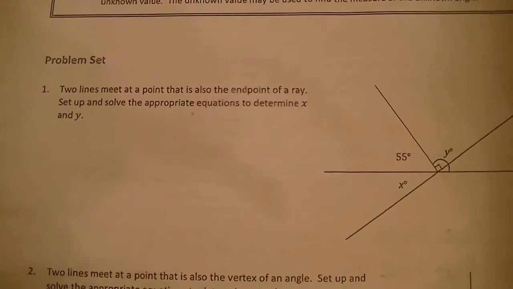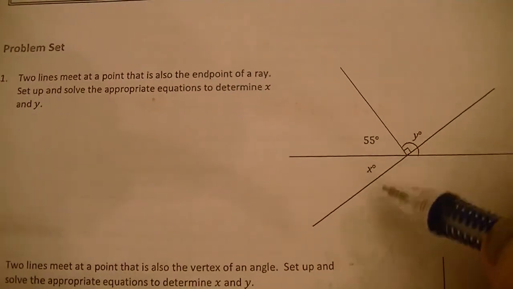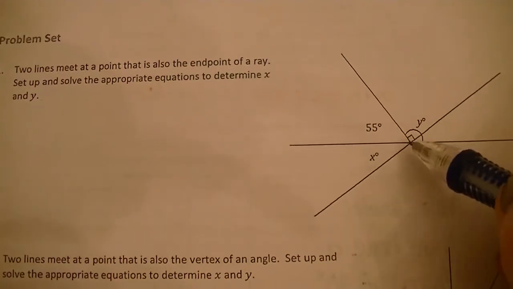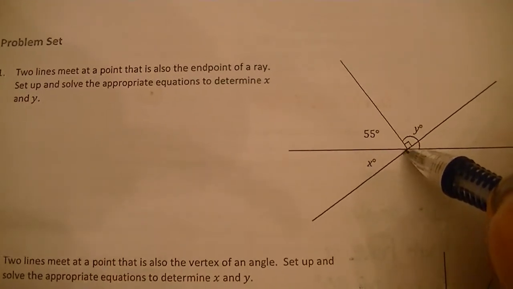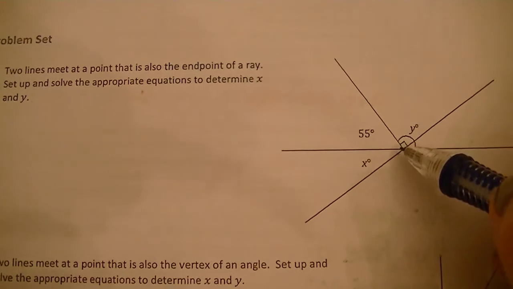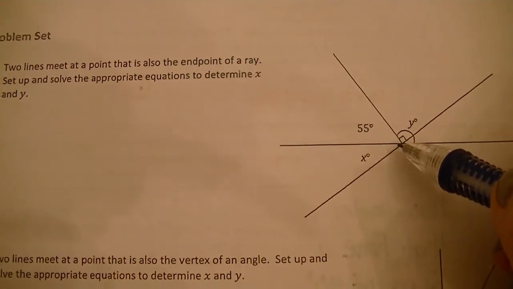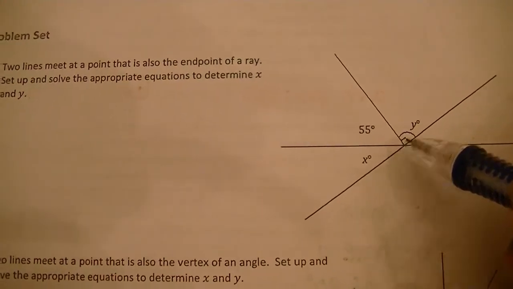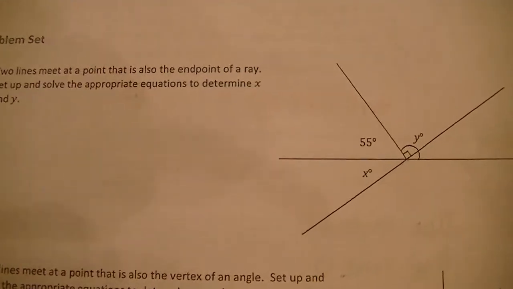So number 1 says two lines meet at a point. So here's a line, they meet at this point right here. That is also the endpoint of a ray. So this point here is also an endpoint for this ray, I guess. Set up and solve the appropriate equations to determine x and y. So in other words, let's find the value of x, let's find the value of y.